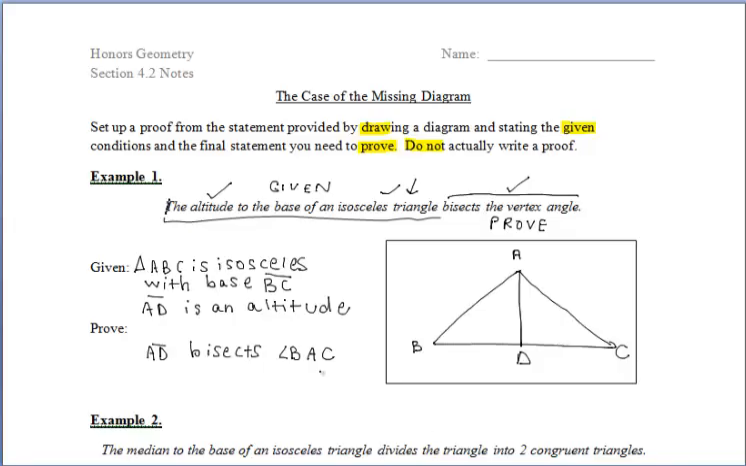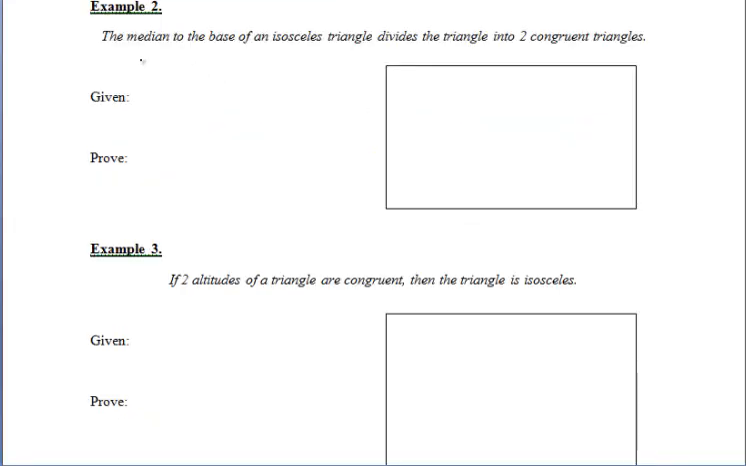Moving on to example 2. For this one, it says the median to the base of an isosceles triangle divides the triangle into two congruent triangles. Let's find our given information and what we want to prove. So we're given that we have an isosceles triangle again. We have a median being drawn to the base, and we want to prove that that median divides the large triangle into two smaller congruent triangles.